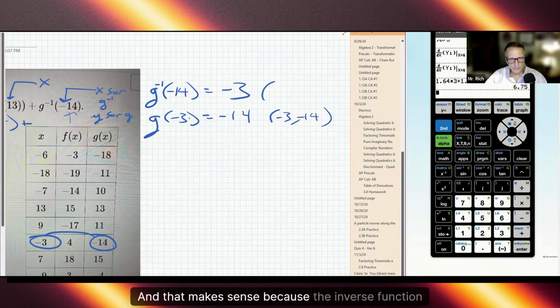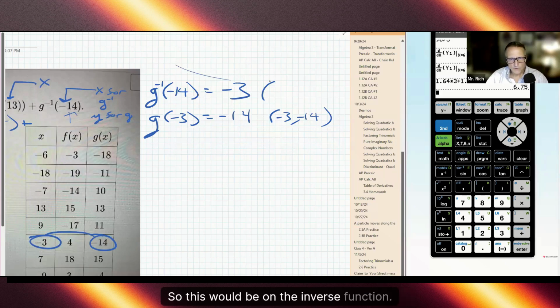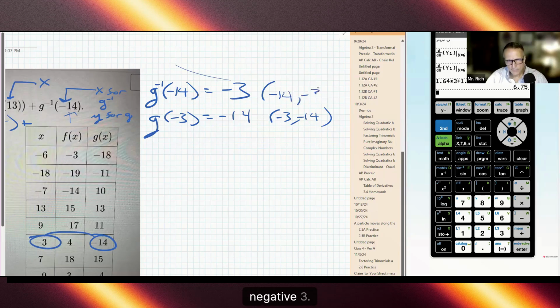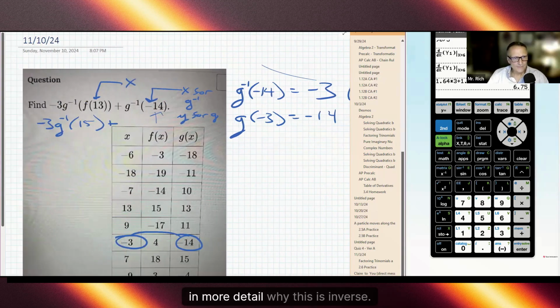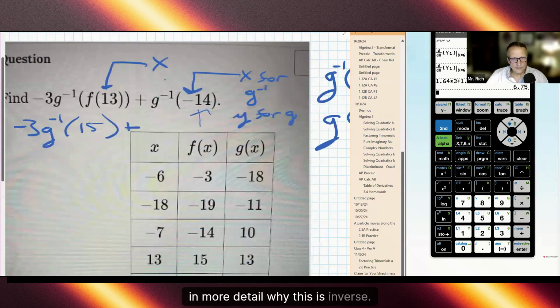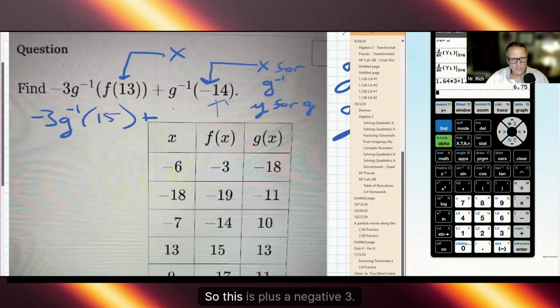That makes sense because the inverse function is just where we've swapped all the x and y's. So the inverse function must contain the point -14, -3. All of that to say that I'm just trying to explain in more detail why inverse g of -14 is equal to -3. So this is plus a -3.